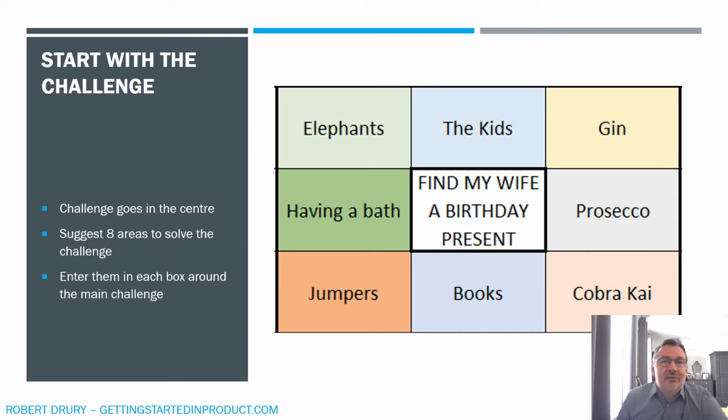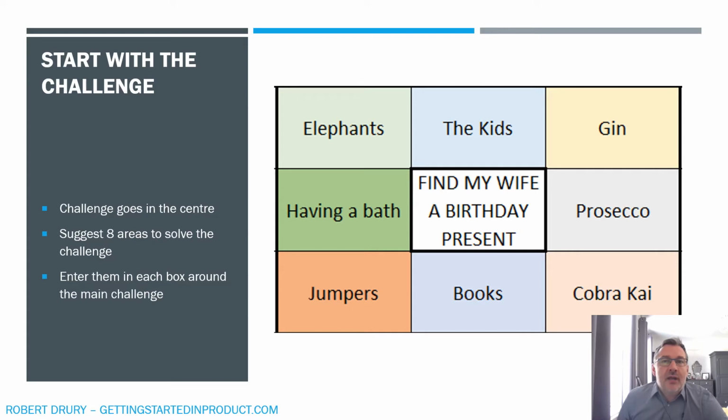From there, our task is to find 8 areas to investigate the solutions in. For my example, these are all areas that my wife likes and which could surface a potential solution to the problem, i.e. find her a present. You'll note that they aren't the end solution in themselves, they're just high-level subject areas, and that's because we've still got some steps to go before we get down to the detail.